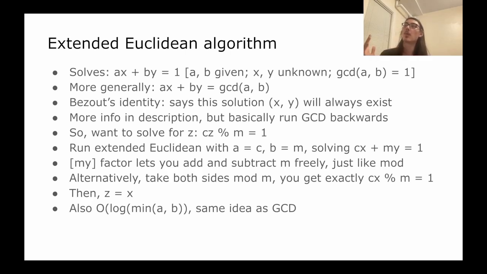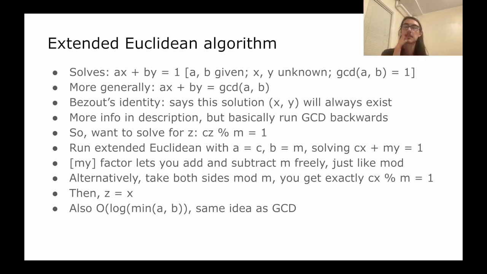And notice that in my, y can be any integer. So you can basically add or subtract the value m as much as you want, which is exactly what modulo is. But another way to think about it is you solve this equation, you take the final result modulo m, and then the my just goes away. So you just get cx mod m is equal to 1. And that's you just solved that. And you know what x is. So that's your answer.